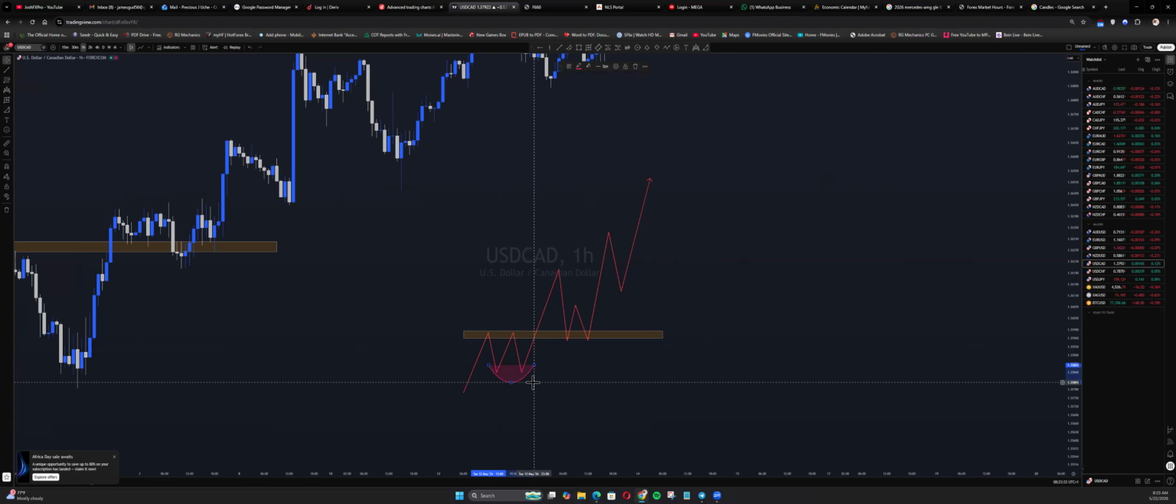A swing point. Why is it this color though? Can I get it on white? Yeah. Is it too faded white? Let me see.